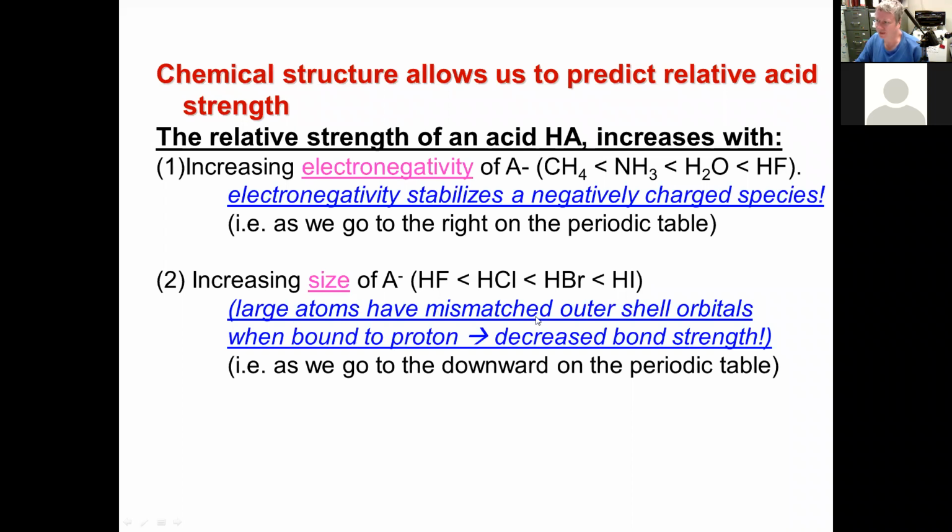Large atoms have mismatched outer shell orbitals. And so when you go down, the proton is like row 1, and then these go 1, 2, fluorides, row 2, row 3, row 4, row 5. As you go down the periodic table, they're mismatched outer shell orbitals, right? That makes sense, and that would be easier to dissociate a bond with mismatched outer shell orbitals. That's why as you go down the periodic table, things get more acidic. Make sense? All right. Let's see.